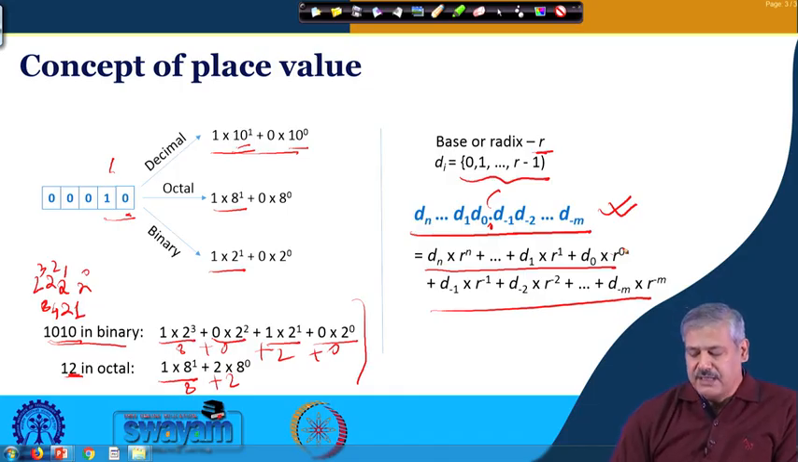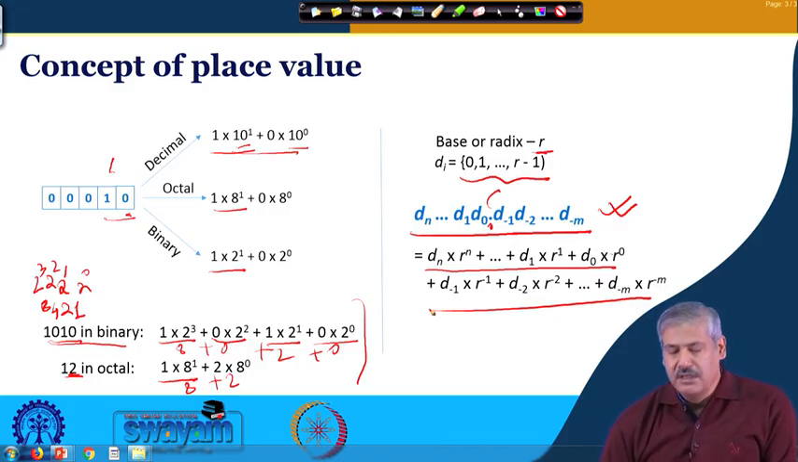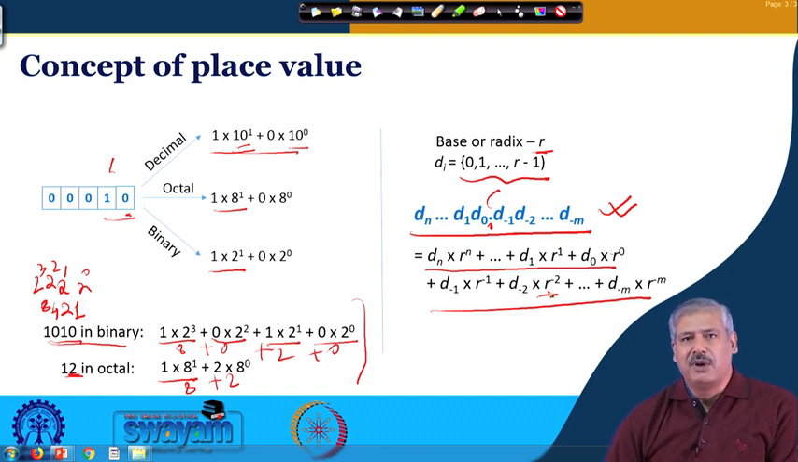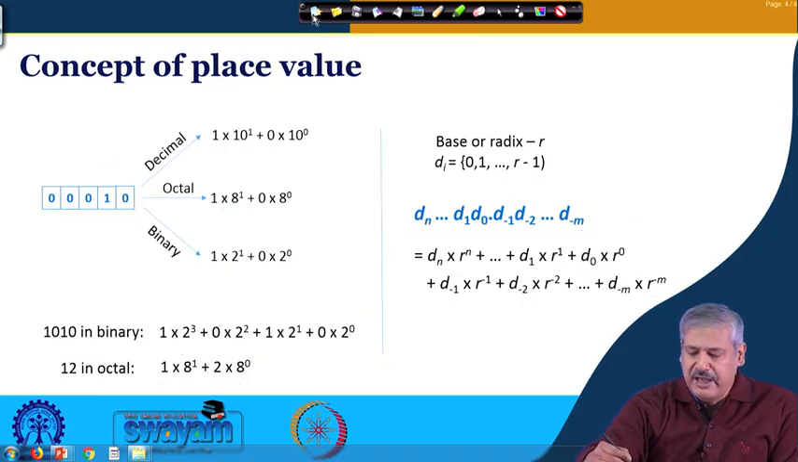plus when it goes to the fractional side, what happens? So, d_(-1), this is the first digit, which is multiplied by r to the power minus 1. So, the place value here is 1 upon r, right. So, this we have to keep note of. The next place value is 1 upon r square. So, r to the power minus 2. So, this way it continues, and we arrive at the value in this manner.